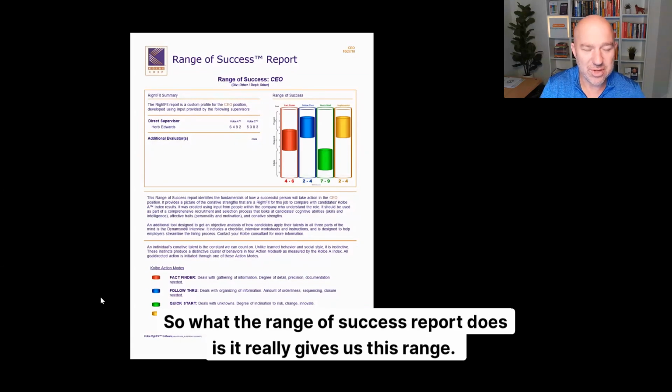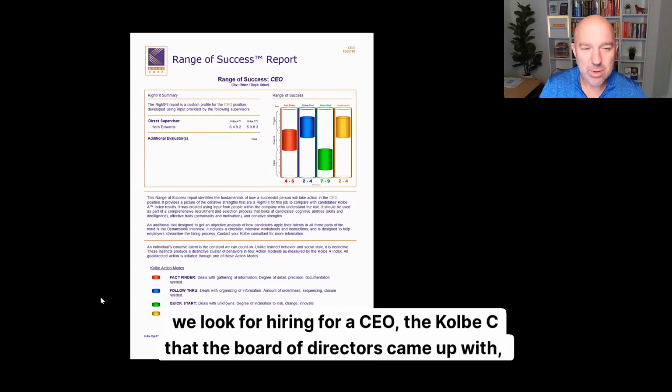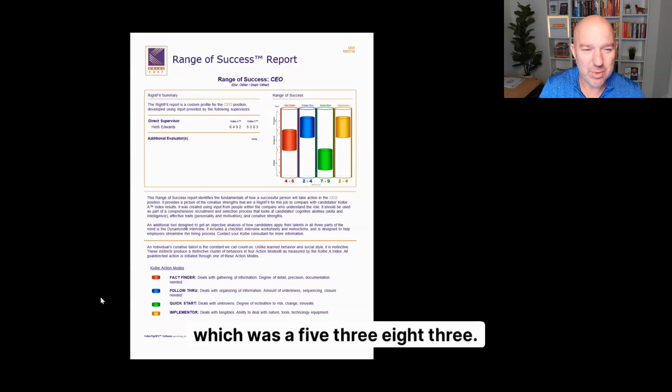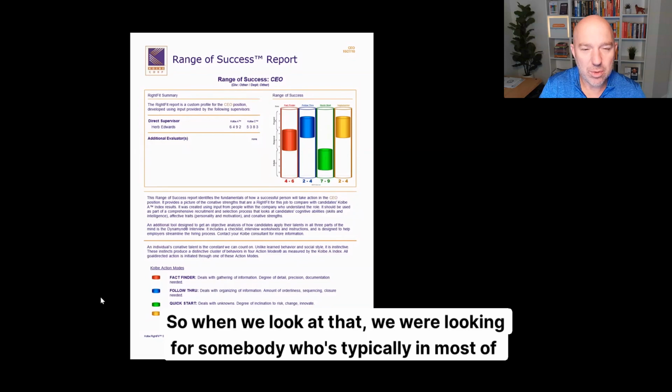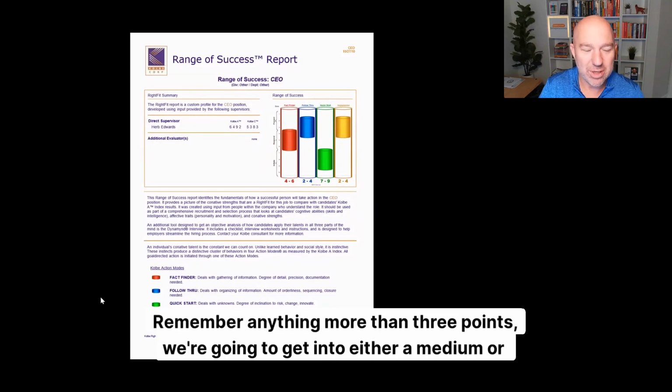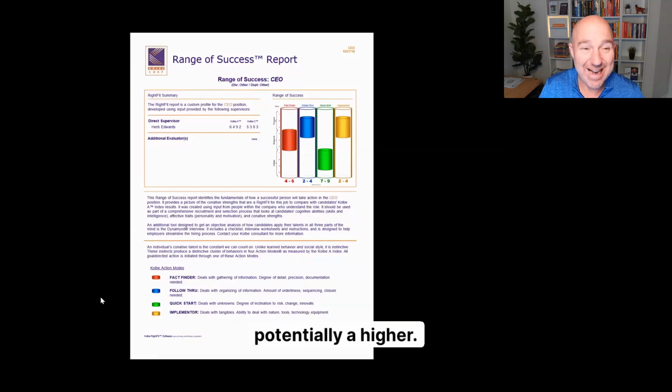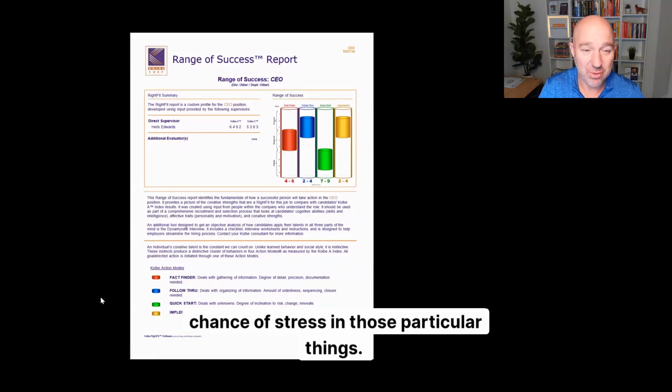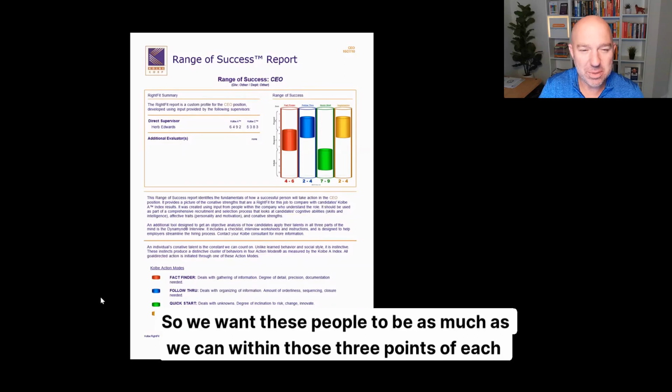So what the range of success report does is give us this range. In this case, hiring for a CEO, the Kolbe C that the board of directors came up with was a 5383. So we were looking for somebody who's typically in most of those areas. You can see here there's a 3-point gap. Remember, anything more than 3 points, we're going to get into either a medium or potentially a high chance of stress in those particular areas. So we want these people to be within those 3 points of each of these modes as much as we can.